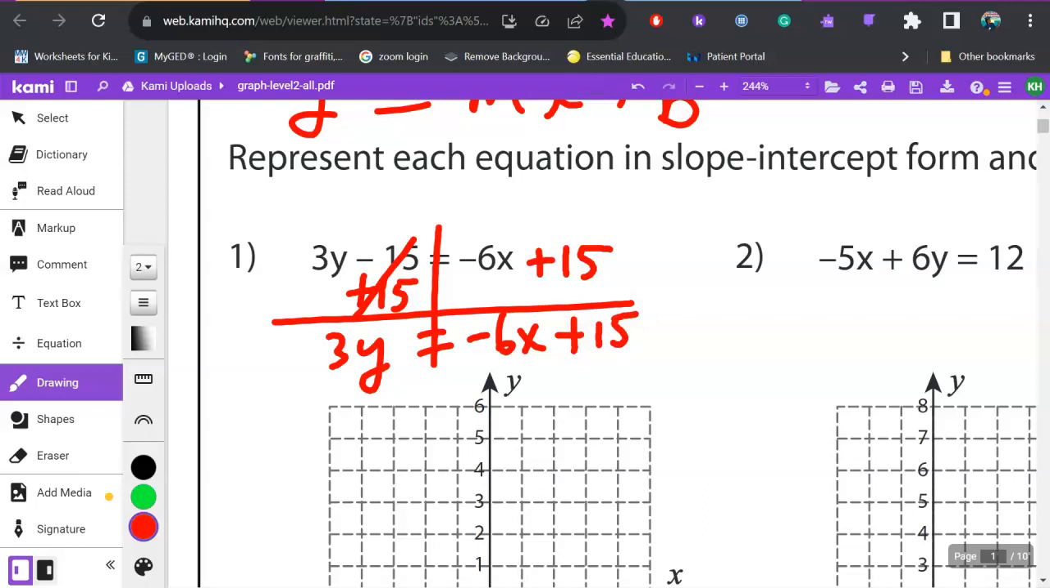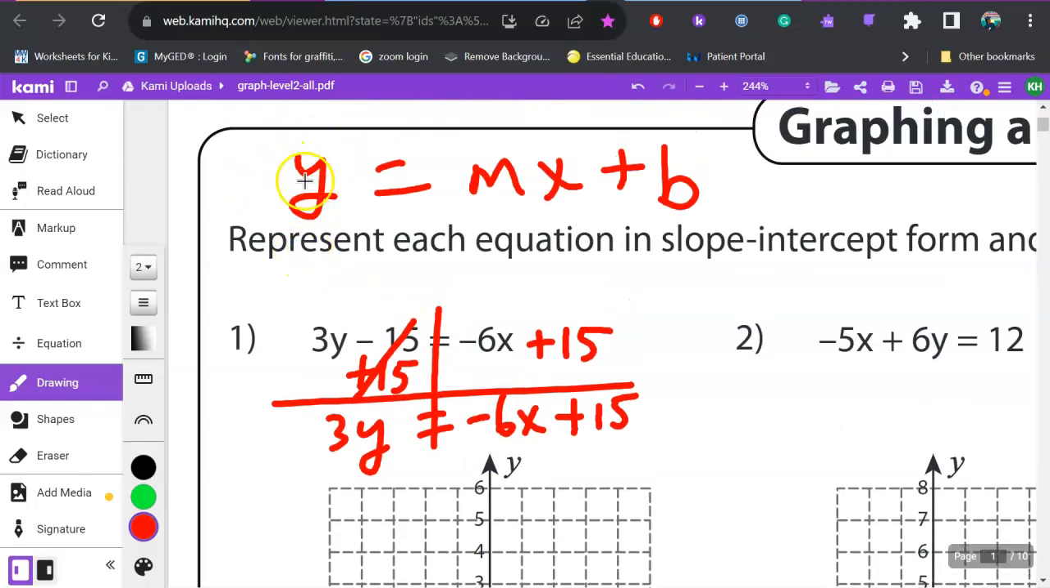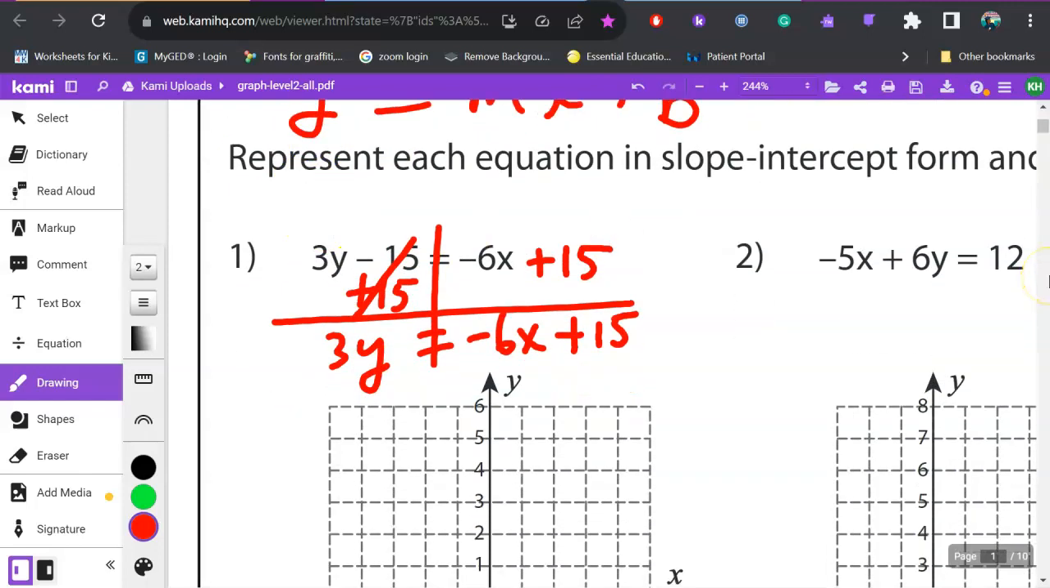Now the last thing I need to do is get rid of the number that's with the y. The negative 6 is all good, the 15 is all good, but I cannot leave y with a number. Y has to be completely by itself. So now get rid of the 3. Anytime I see a number right next to a letter, I remember from back in the day when we were doing two-step equations, that means multiply. So to get rid of the 3, I'm going to do the opposite of what I see, which is divide. So I'm going to divide out that 3 here.